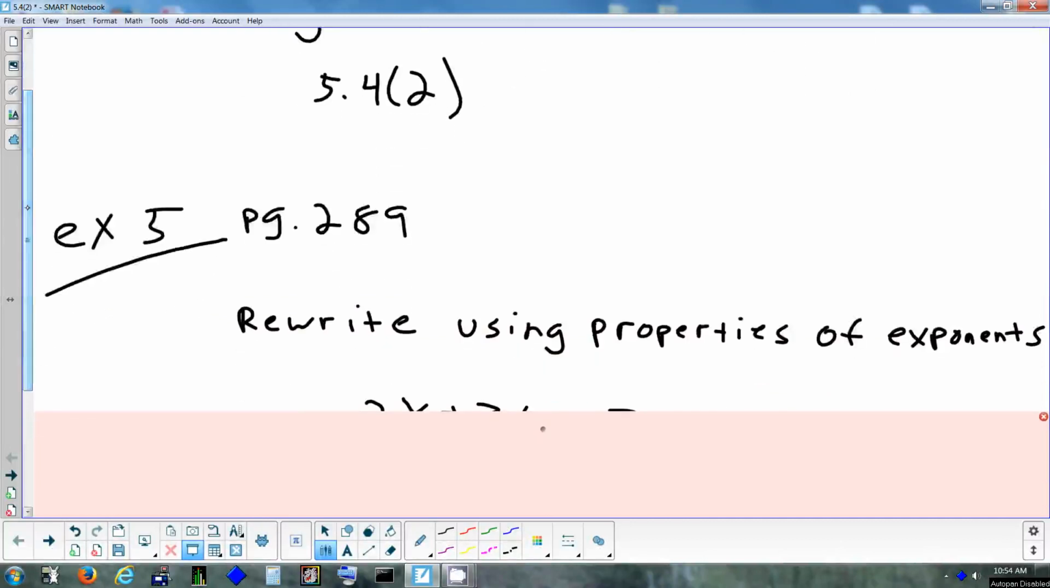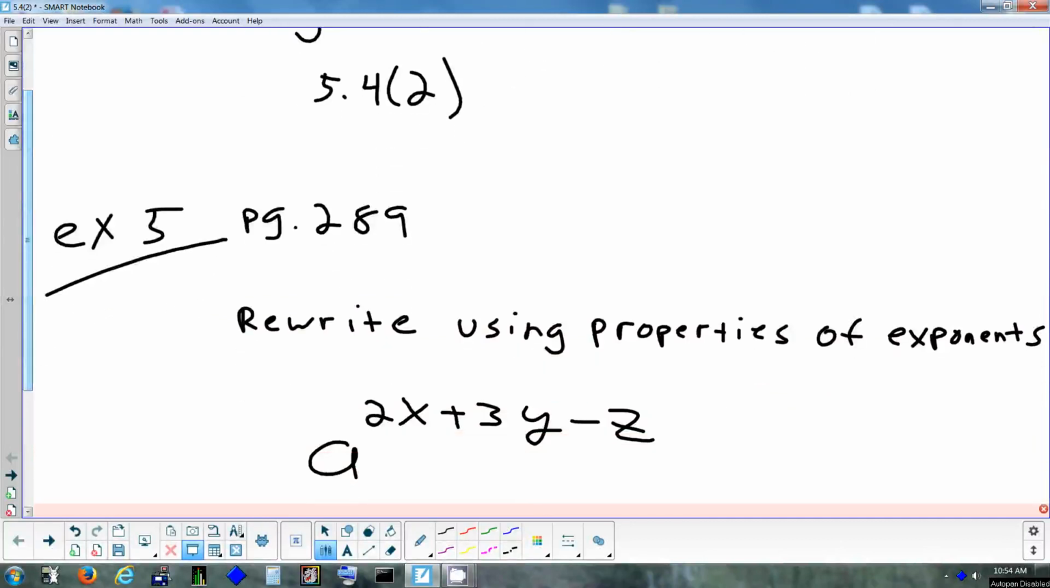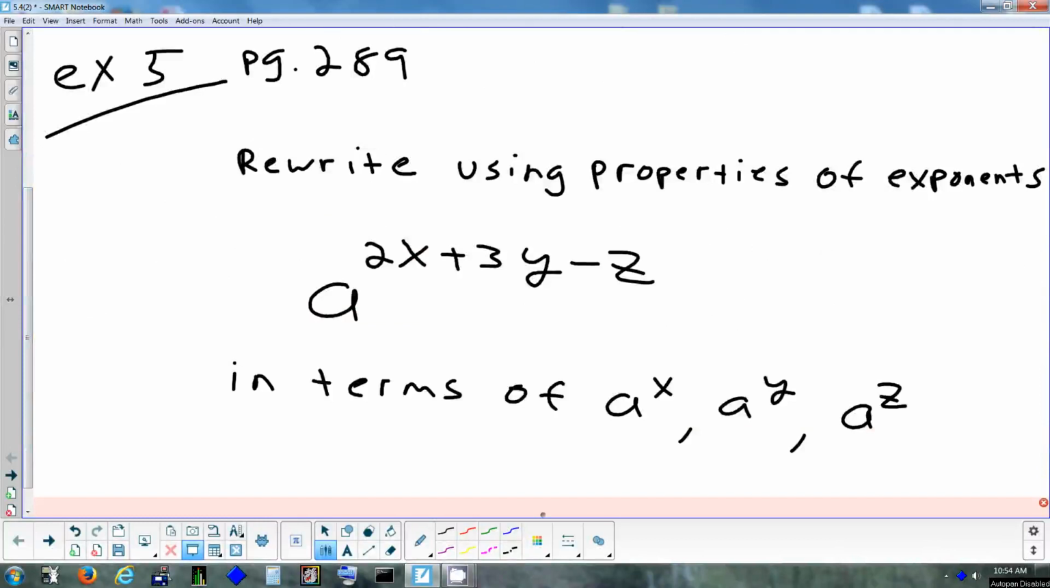All right, so the first one, I want to just practice rewriting that expression in terms of a to the x, a to the y, and a to the z. So what we've got to do is look at that exponent and figure out, what would cause you to have to add two things together to get a result in an exponent? And then after, we'll look at what would cause you to multiply together two things to get an answer in the exponent. All right, let's start with addition.